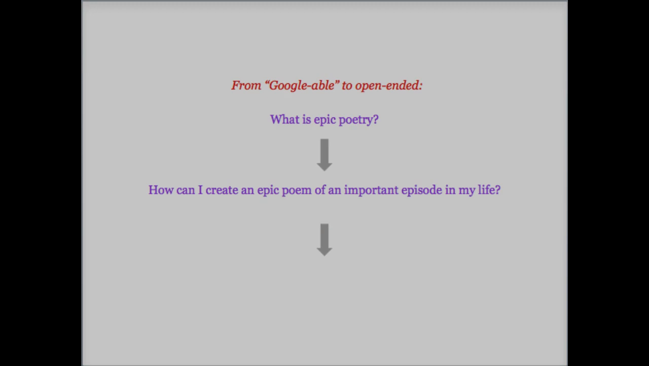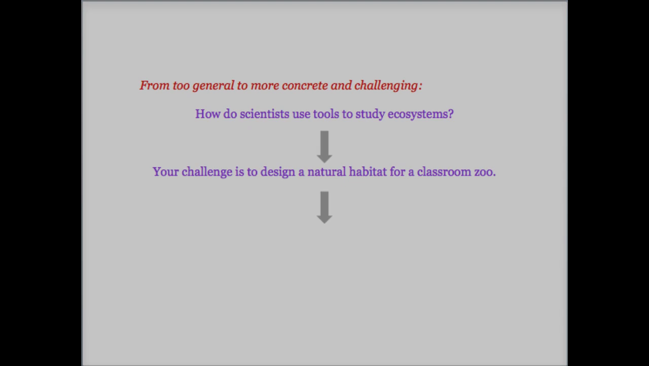From Googleable to open-ended, so just simply what is epic poetry, to how can I create an epic poem of an important episode in my life. So this question has a nice piece because it has the student as a stakeholder in the question. They have to think about themselves relative to epic poetry. They have to apply their understanding of epic poetry to an episode in their lives, and kids always love examining themselves. Too general to more concrete and challenging. So how do scientists use tools to study ecosystems? To your challenge is to design a natural habitat for a classroom zoo.